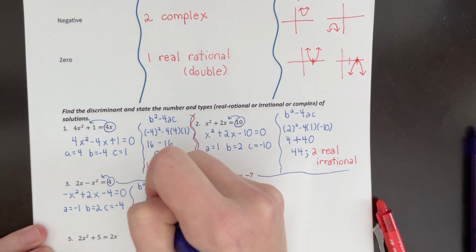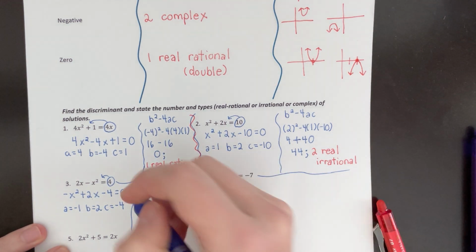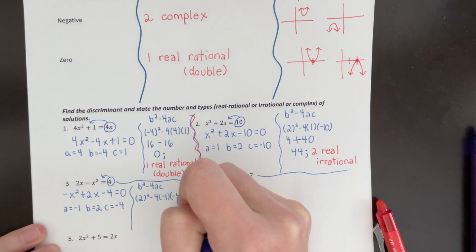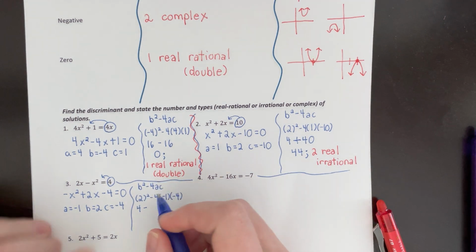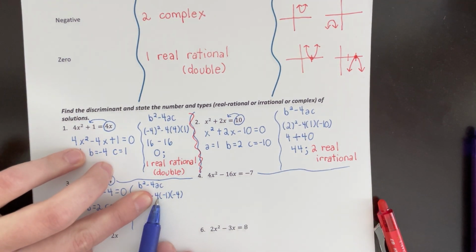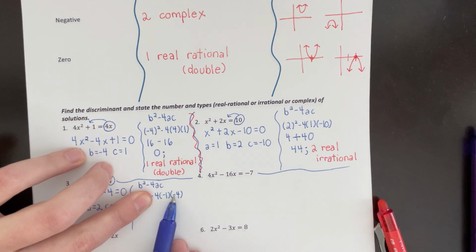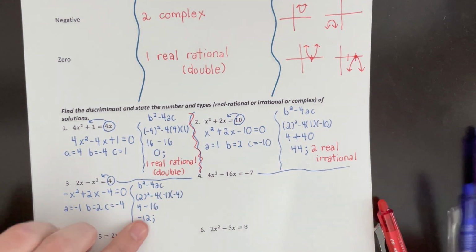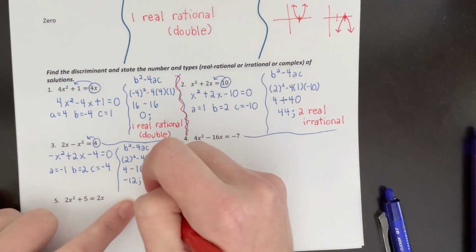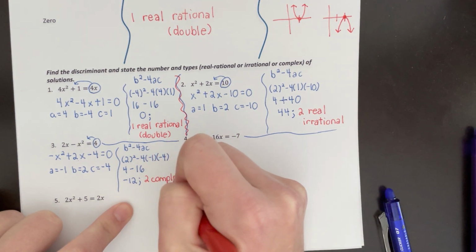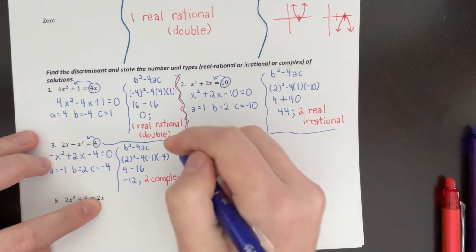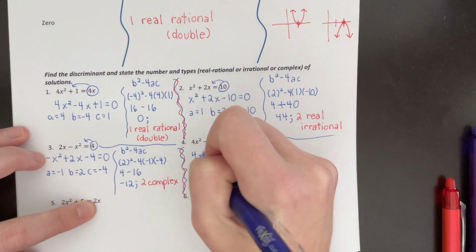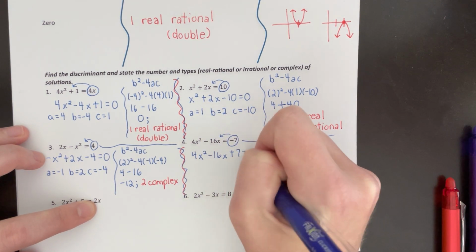Okay, so b squared minus 4ac is going to give me 2 squared minus 4 times -1 times -4. Okay, so this is 4 minus, and then I cover that. 4 times -1 is -4. -4 times -4 is positive 16. So I just write 16, so that's -12. Okay, that's a negative number, so that means 2 complex solutions. 2 complex.